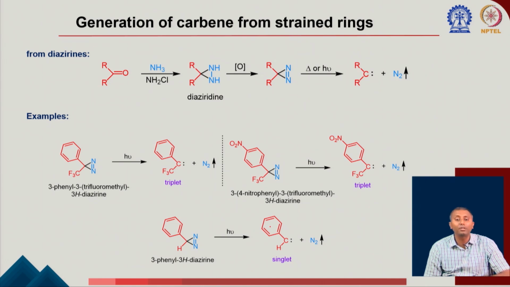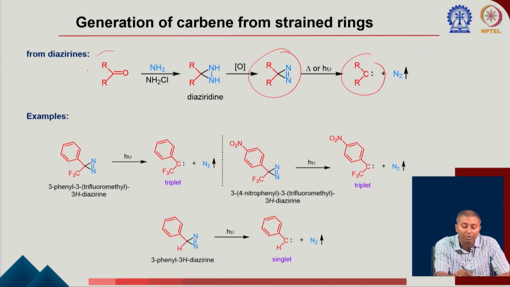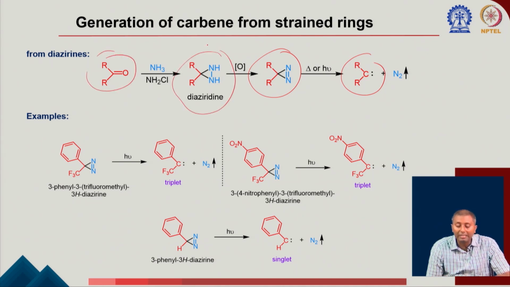So, there are other methods for the formation of diazirines. Diazirines are another important precursor which can also generate the carbene. Here you can synthesize from the corresponding carbonyl to diaziridine, which can further be oxidized to the corresponding diazirine, and which under photolysis or thermolysis can generate carbenes.